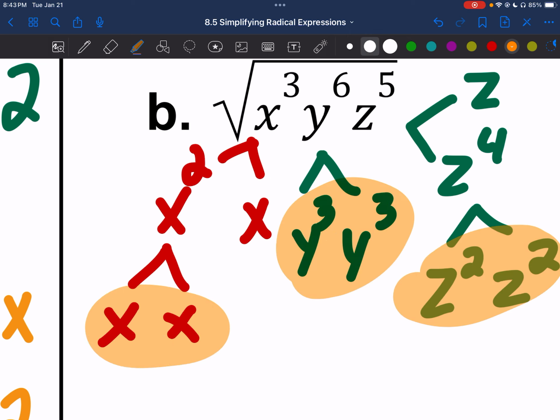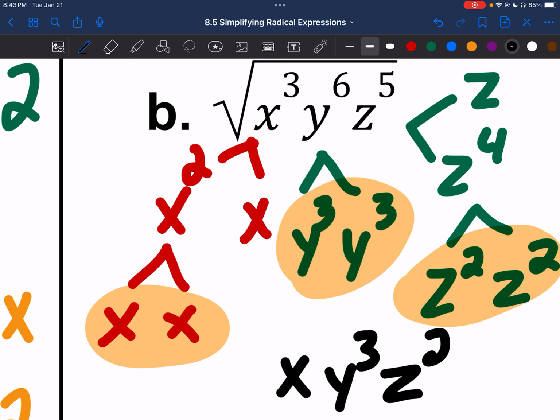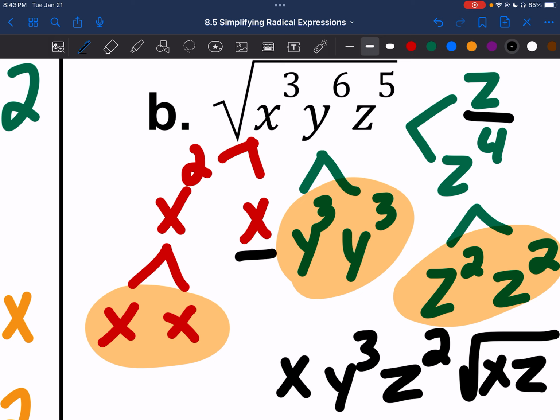So each one of those elements gets brought out. We're going to be left with an x, a y cubed, and a z squared. Is anything left under my radical? I have that lone x and the lone z. So the simplification on that is x y cubed z squared times the square root of xz.